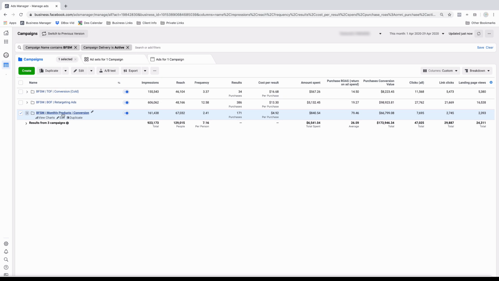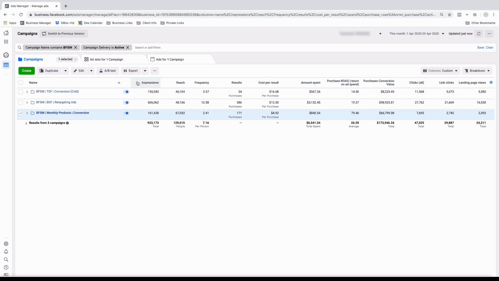This is to a warm audience. So anyone who has been on my website, engaged with my Facebook page, my Instagram profile, my old customer lists, all of that sort of thing. So there's my essentially middle of funnel, top of funnel, bottom of funnel.